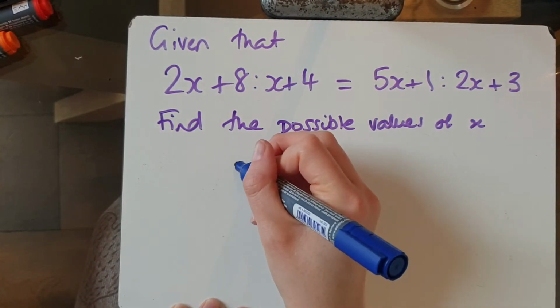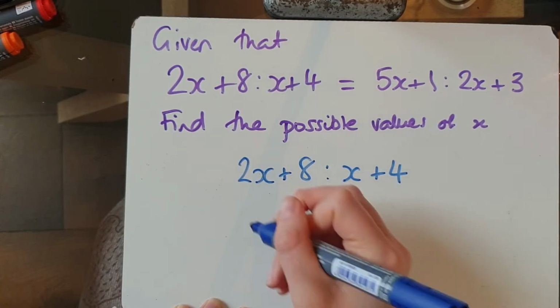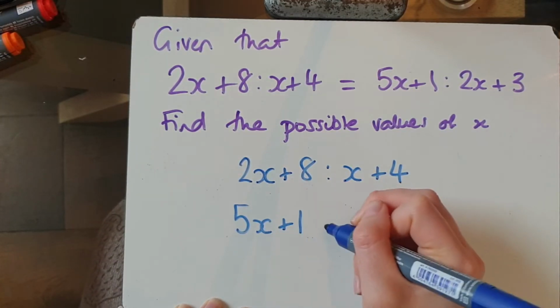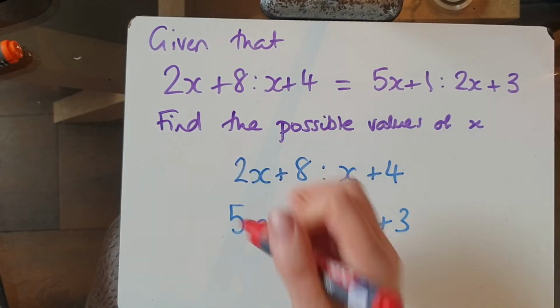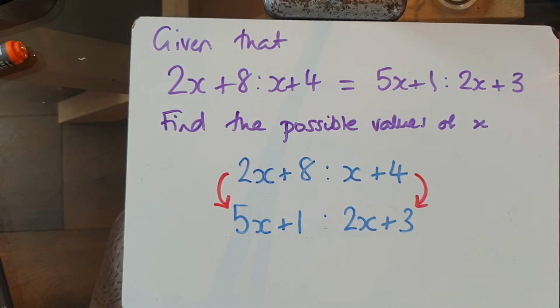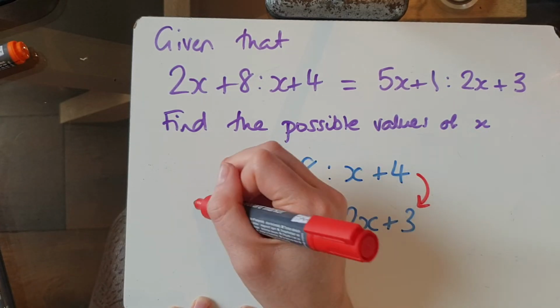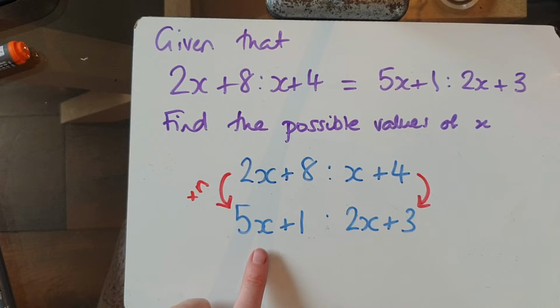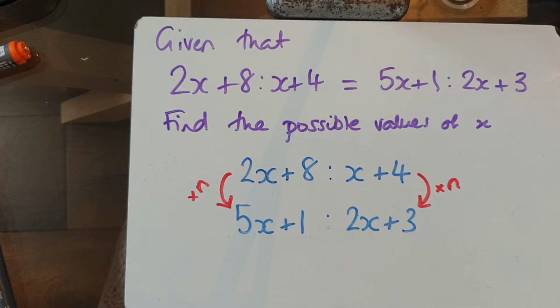So what that means is, if I take the ratio 2x + 8 to x + 4, and I take the ratio 5x + 1 to 2x + 3, those ratios are equivalent. When we have equivalent ratios, it means that both parts of the ratio have been multiplied by the same thing. I'm going to call it n. So 2x + 8 times something, which I'm calling n, will be 5x + 1. And if I times x + 4 by that same n, it would give me 2x + 3.